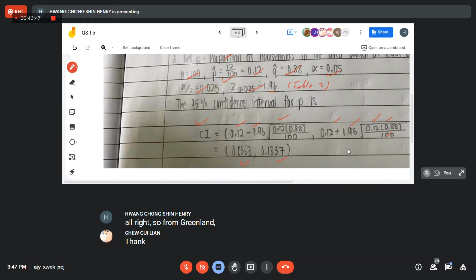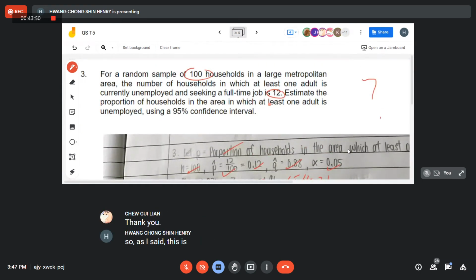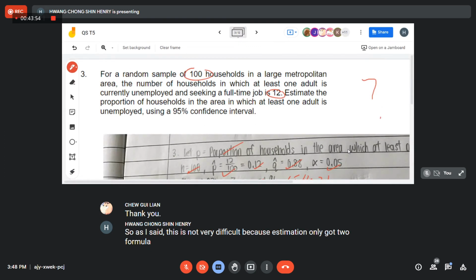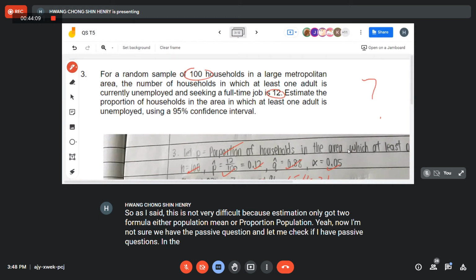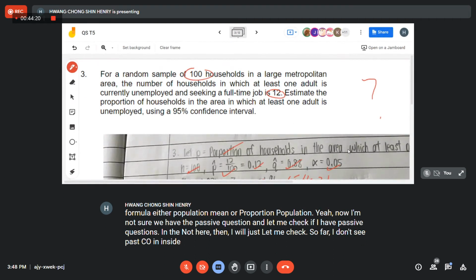Thank you. So as I said, this is not very difficult because estimation only has 2 formulas, either population mean or population proportion. Okay. Now, I'm not sure we have the past year question or not. Let me check. If I have past year questions in the notes here, then I will let you know. So far, I don't see past year. Oh, inside the lecture.